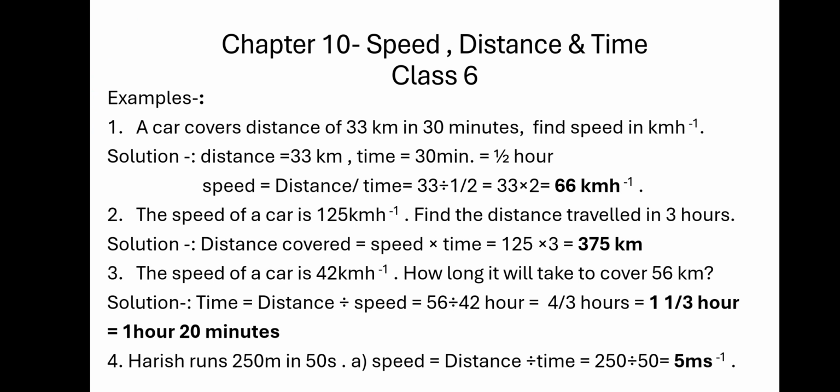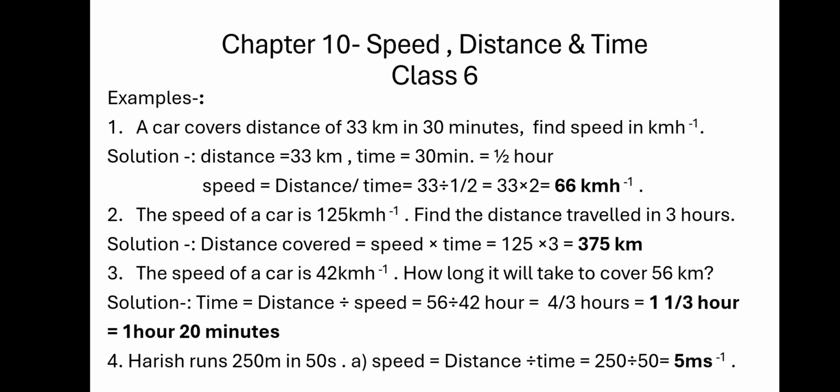that is equal to, speed is 42 km per hour, so the answer is in hours, so it is 4 upon 3 hours, that is 1 and 1 upon 3 hour, and 1 upon 3 hour means 20 minutes, so 1 hour 20 minutes is the time taken.